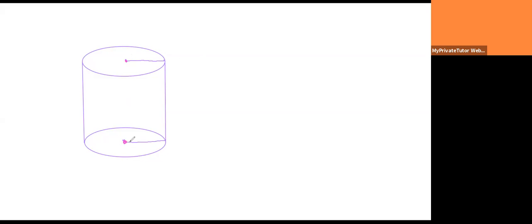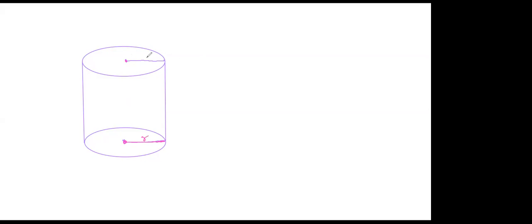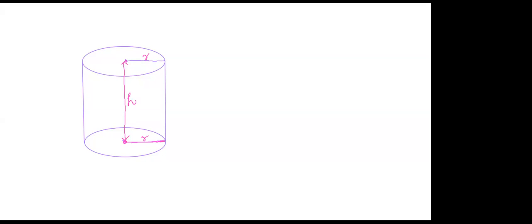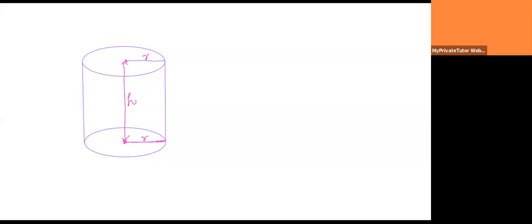In a circle, I think you know the distance from the midpoint, which is the radius. So this is a radius and this one is a radius. This one is the height of the cylinder. In a cylinder we have the radius of the circular bases and the height of the cylinder. By using these, how do we form a formula to find the surface area and volume?